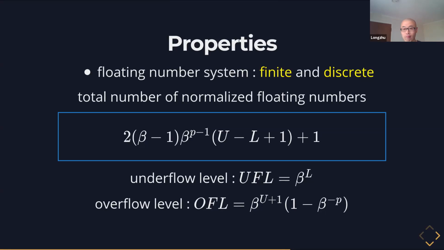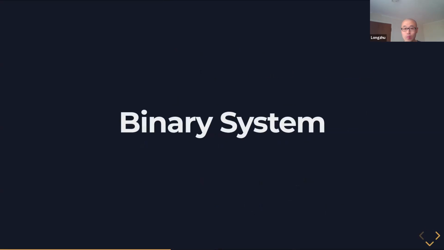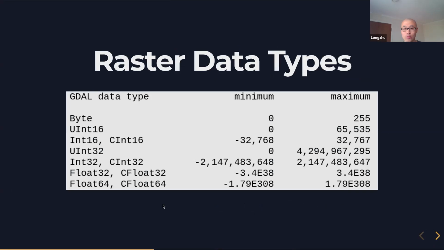Okay, let's go back a little bit to look at the table. Maybe it's an interesting thing to see here. Look, if I look at this integer 16, it starts from minus 768, and the maximum is 767. Why?